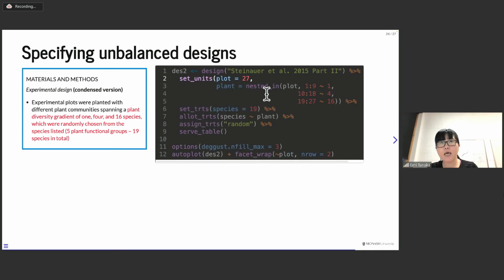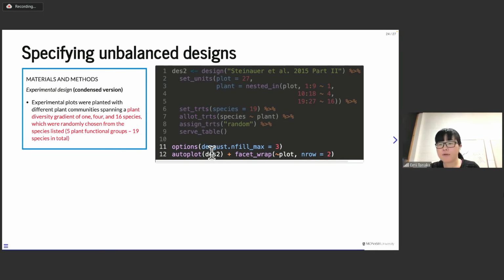So 27 plots, such that the first 9 have 1 species, the next 9 have 4 species, and the next 9 have 16 species. So here, I don't have to have exactly the same number of units within a particular larger unit. I'm allowed to get different values. And for those familiar with tidyverse and case_when, the syntax is very similar to that. After I do that, treatments can be thought of as the 19 species, and you're assigning the species onto the plots, and it's a random assignment.